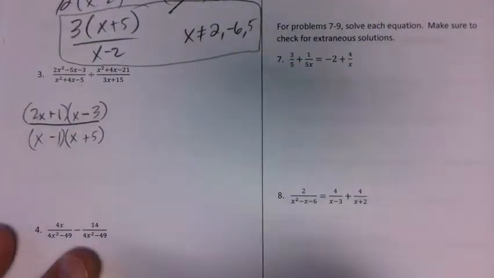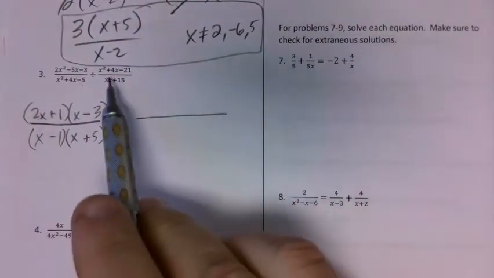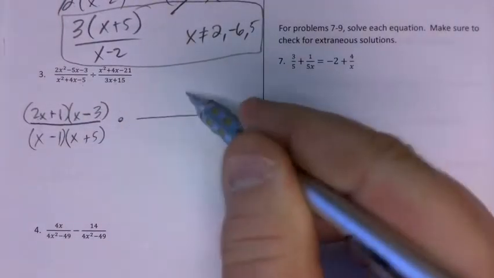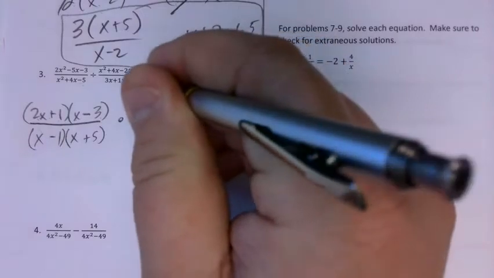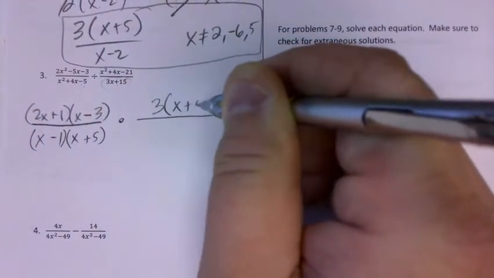When you divide fractions, I'm going to do two things at once here. When you divide fractions, I've got to take this and flip it. So in other words, this 3x plus 15 is going to go on top. Well, but that has a common factor of 3. So I'm going to factor that out, and it'll give me an x plus 5.